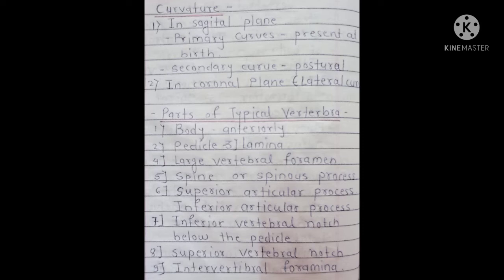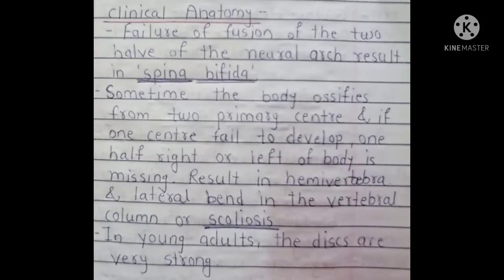Parts of the typical vertebra: the body anteriorly, pedicle, lamina, large vertebral foramen, spine or spinous process, superior articular process, inferior vertebral notch below the pedicle, superior vertebral notch, intervertebral foramina.